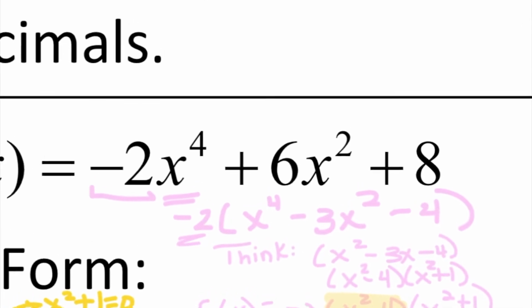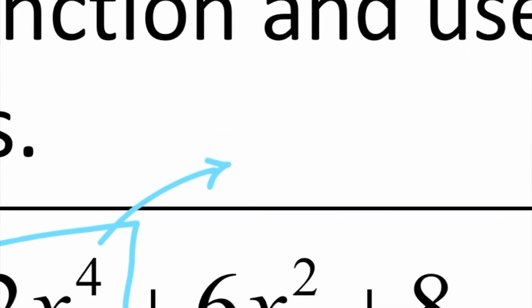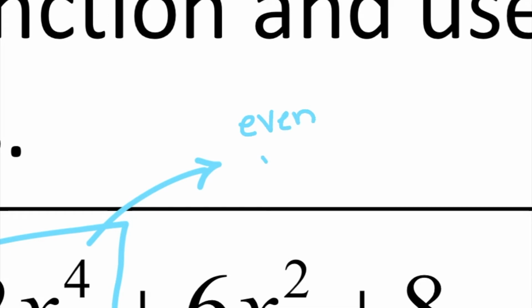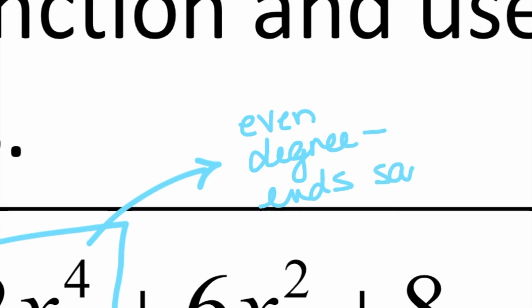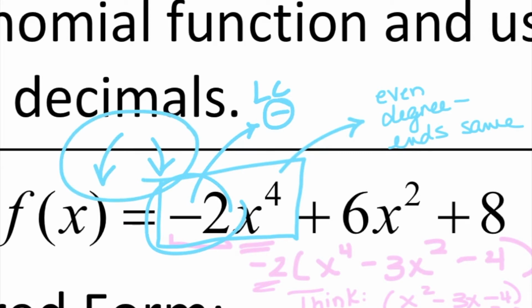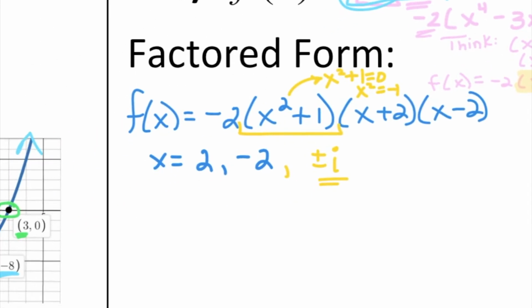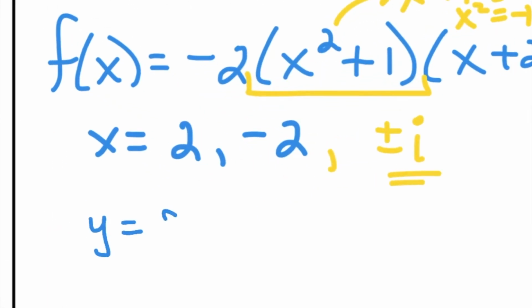Coming back to my original equation, remember that you look at the leading term here to decide about the end behavior, and it's even degree. So even degree means that the ends do the same thing. And your leading coefficient is negative, so your right end goes down. So in this graph, both ends are going to be going down. That's your end behavior. And then last but not least, the y-intercept is 8. So your y-intercept is y equals 8.